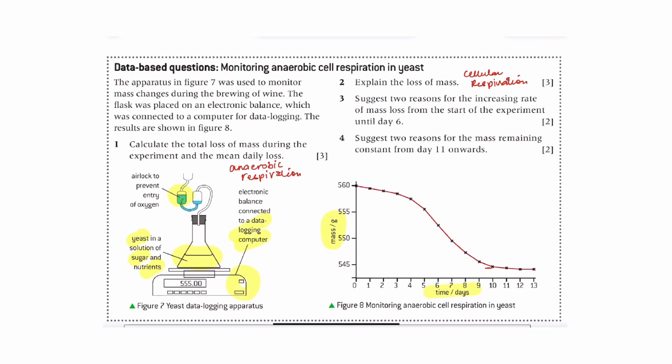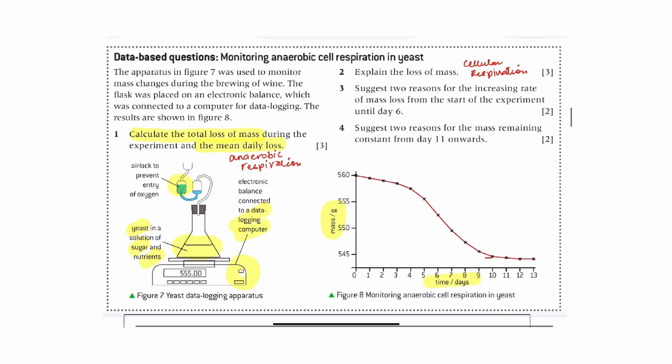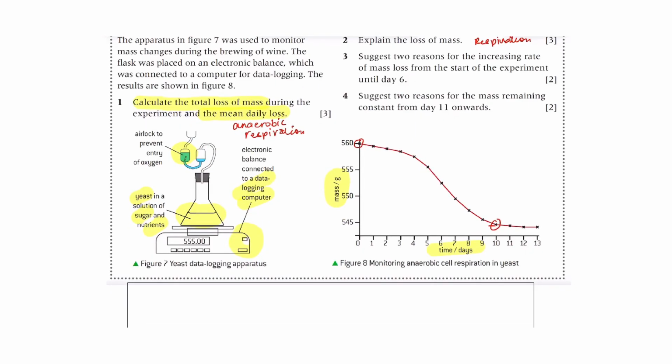First question is calculate the total loss of mass during the experiment and the mean daily mass. So there are two parts of this question. The total loss of mass: you can see they're starting from 560 and the mass after 10 days is 545. So total loss of mass, this is the first question. You can write down 560 minus 544 grams. So it's 16 grams.